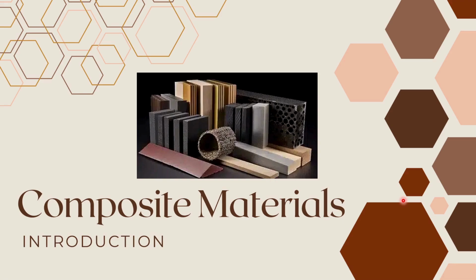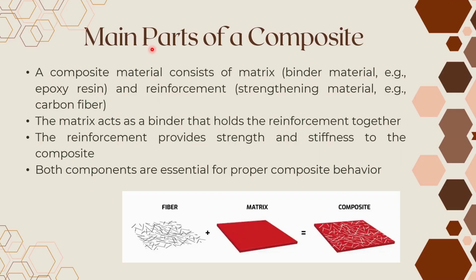The main parts of a composite are two things: the matrix and the reinforcement. The matrix is a binder material, for example epoxy resin. The reinforcement is a strengthening material, and the example is carbon fiber. The matrix will act as a binder. It will generally be in liquid shape. It's resin, right? Resin will be liquid, and that will hold the reinforcement together.